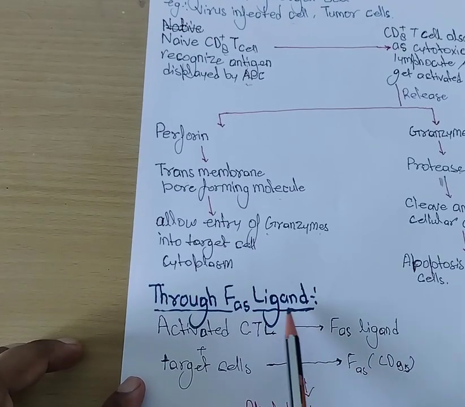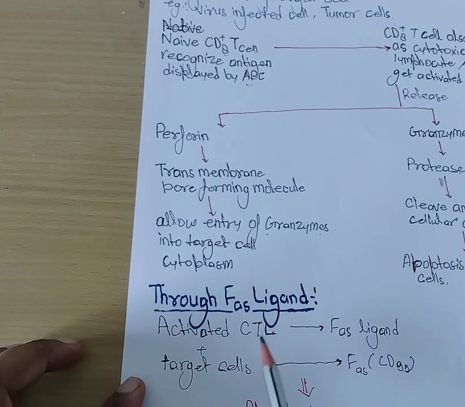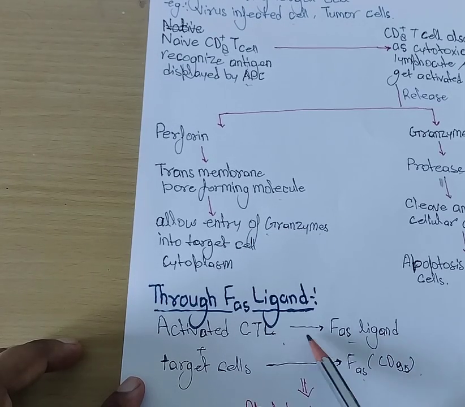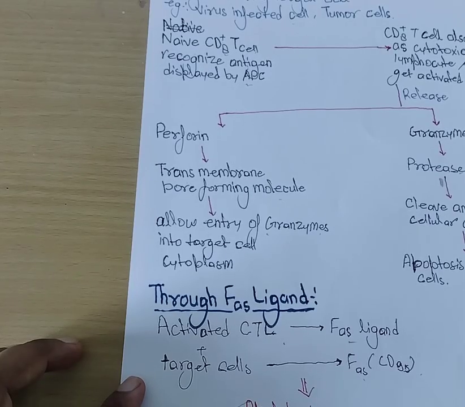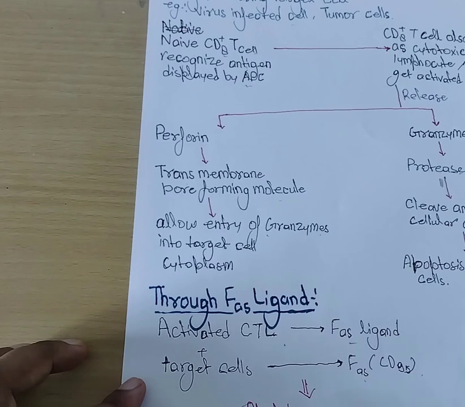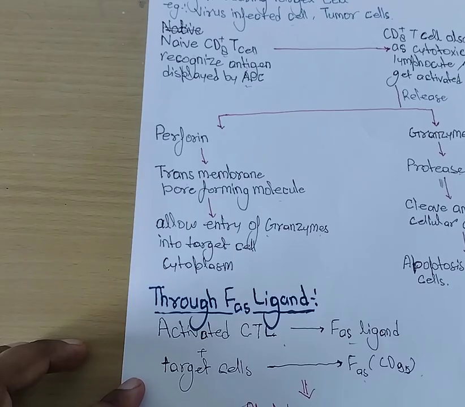Through Fas ligand: the activated cytotoxic T lymphocyte has Fas ligand, and the target cell has Fas receptor CD95. These come in contact and start the process of apoptosis. There are two pathways of apoptosis, extrinsic and intrinsic pathway. Here the extrinsic pathway of apoptosis gets activated.